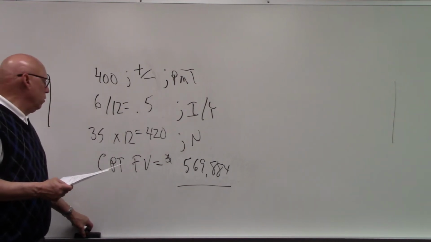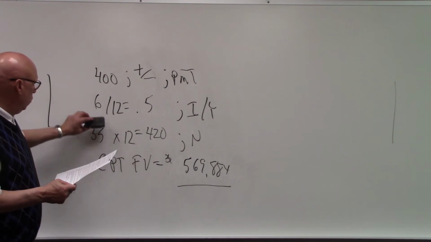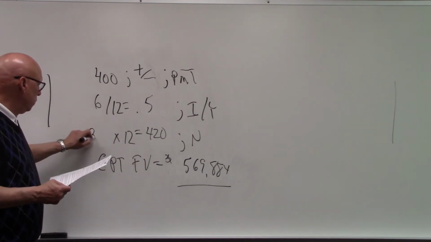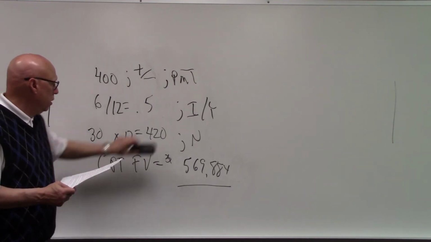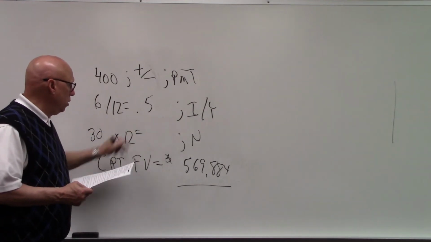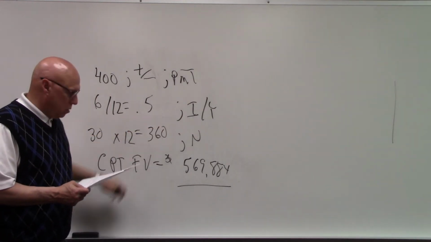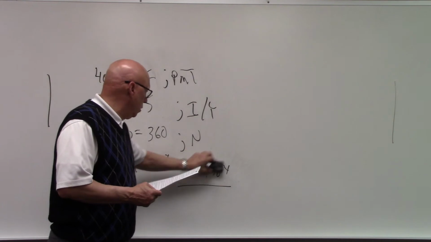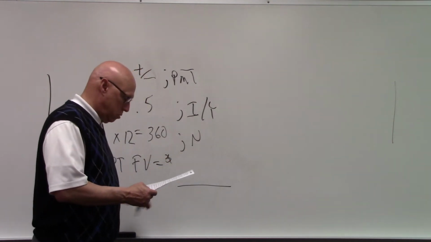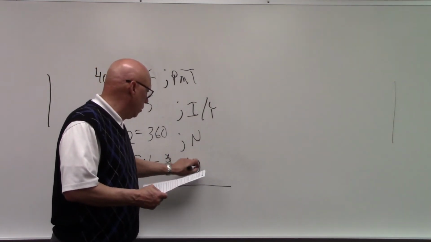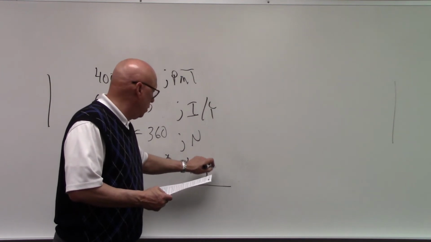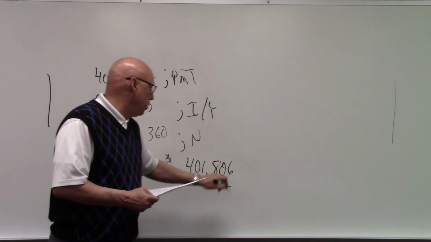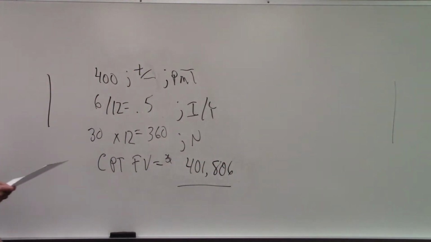All right, now, lastly, we'll cut this to 30. Leave this at 6%. Change this to 360. And this goes to $401,806.